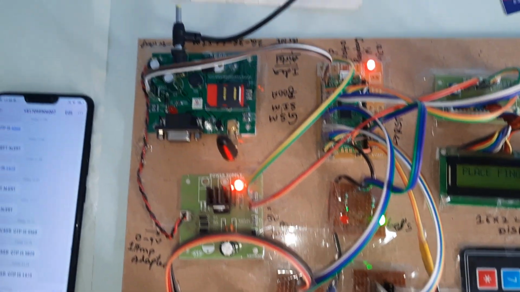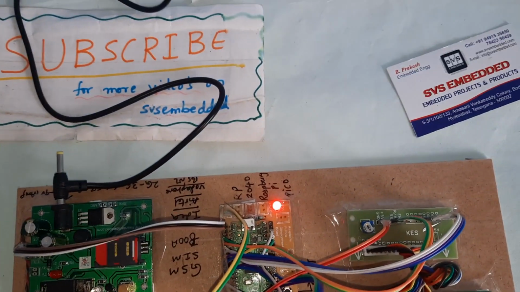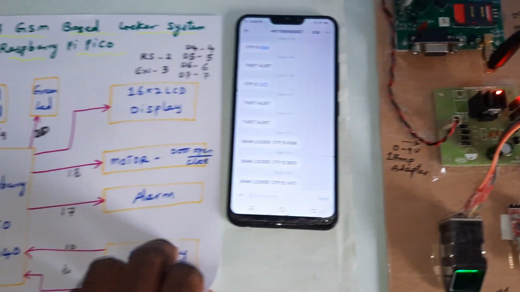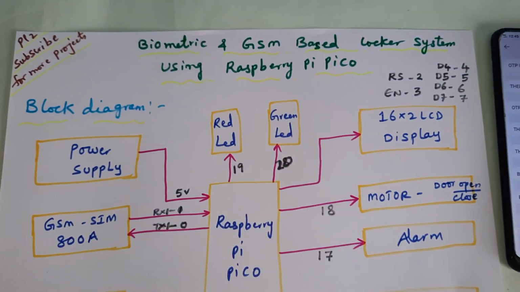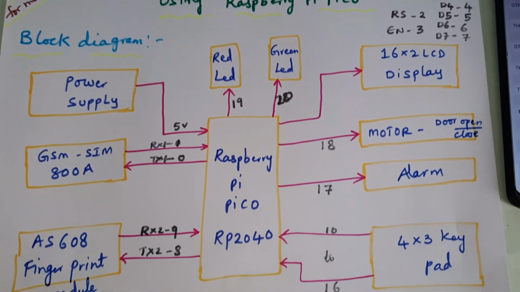Yeah, hi, we are from SVS Embedded. The project title is Biometric and GSM based locker system using Raspberry Pi Pico.